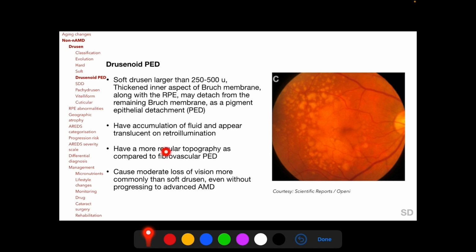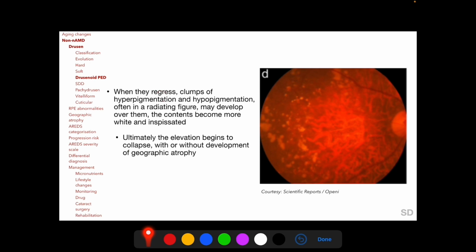They have a more regular topography as compared to fibrovascular pigment epithelial detachment, which occurs in neovascular AMD. And drusenoid PEDs can cause moderate loss of vision more commonly than soft Drusen, even without progressing to advanced AMD. When drusenoid PEDs regress, clumps of hyperpigmentation and hypopigmentation develop, often in a radiating figure, over the drusenoid PED, and ultimately the elevation begins to collapse with or without development of geographic atrophy.